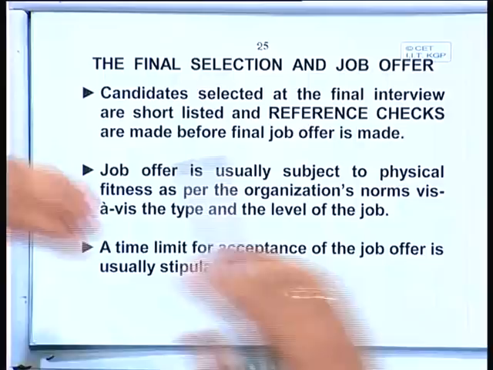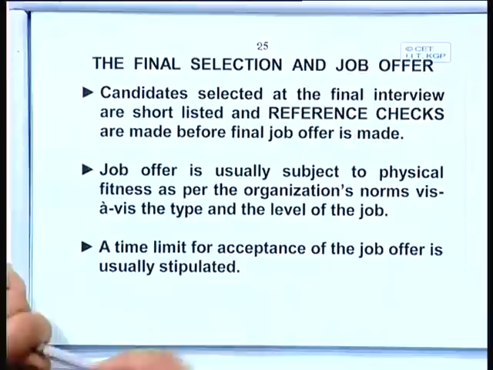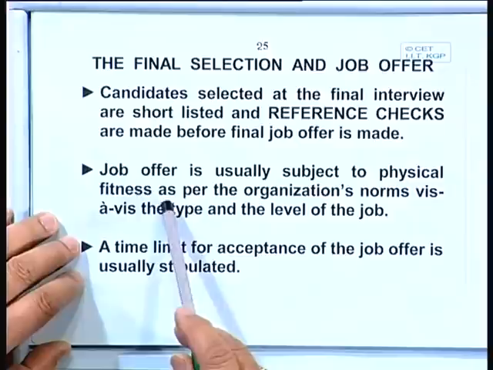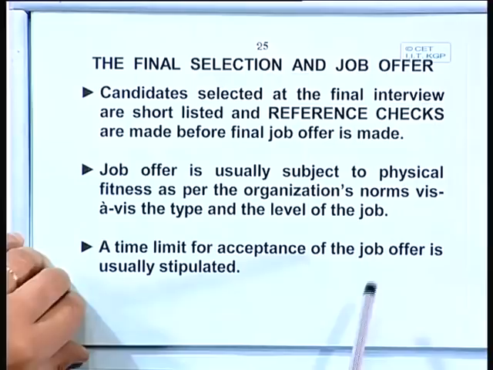Final selection and job offer: candidates selected at the final interview are shortlisted and reference checks are made. That's where you have to be careful, as I told you. The job offer is usually subject to physical fitness as per organizational norms. A time limit for acceptance of the job is usually stipulated, which is very practical because you can't wait. You have to fill up the vacancy. So, you give them time: this offer is made, subject to its acceptance within a period of 30 days from the date of this offer or something like that, after which it shall automatically be invalid. Then, as an employer, you can make the same offer to some other candidate whom you have put as number 2 in the selection.